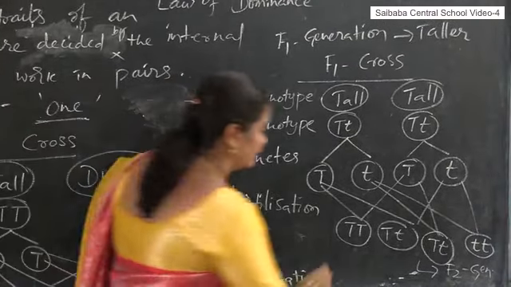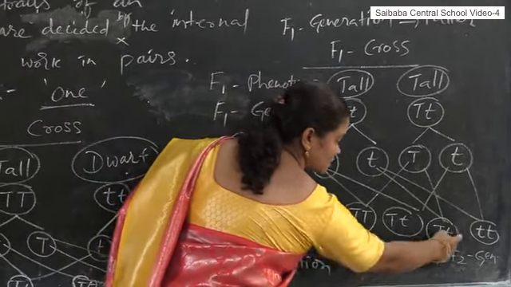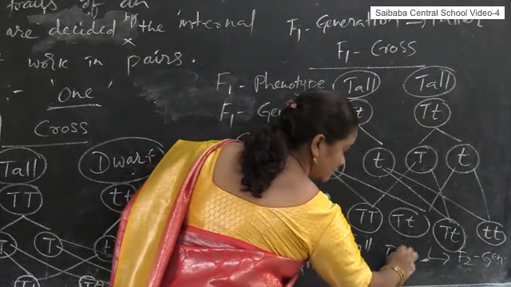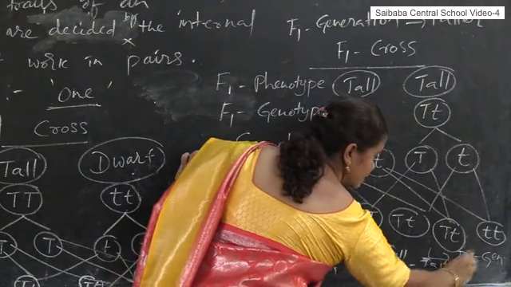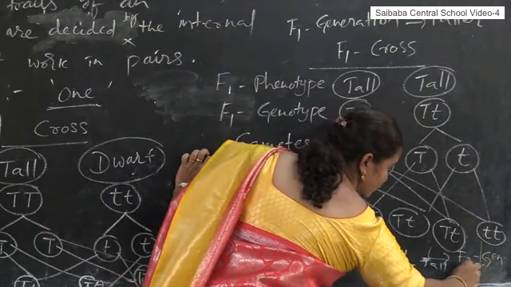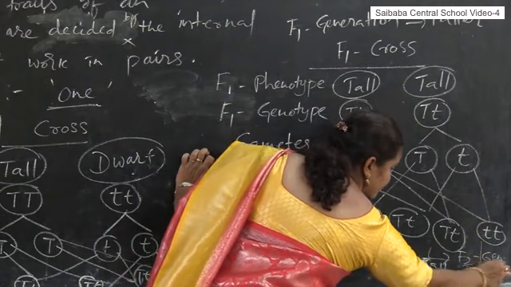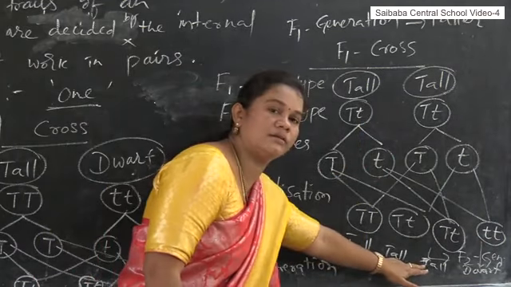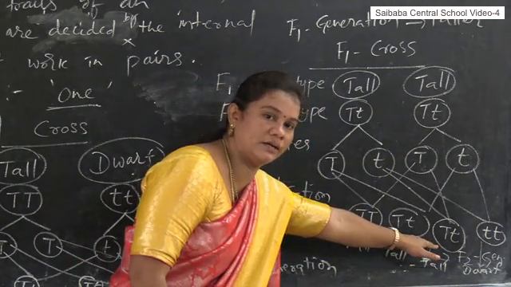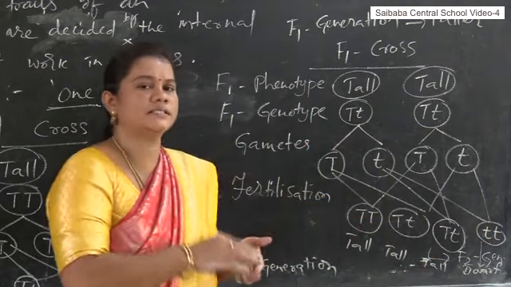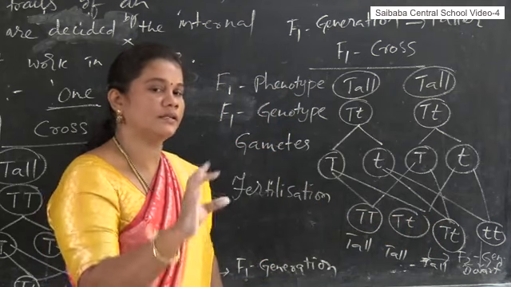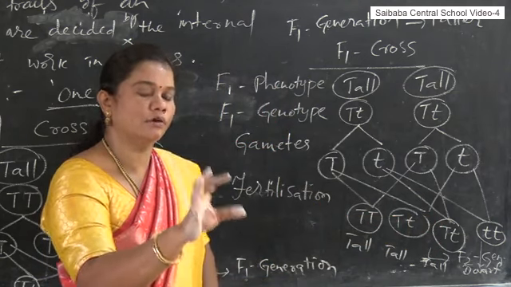So look at here. Now the genotypes of F2 generations we know. Tell me now the phenotypes. Tall, tall, tall, and the last one, dwarf. So in the F2 generation also, 3 tall plants were there and only 1 dwarf. So whatever trait is repeating more number of times in each generation, we can also call it a dominant gene.